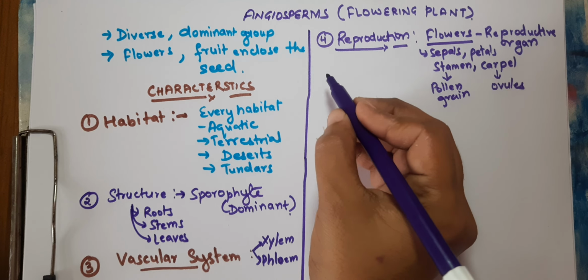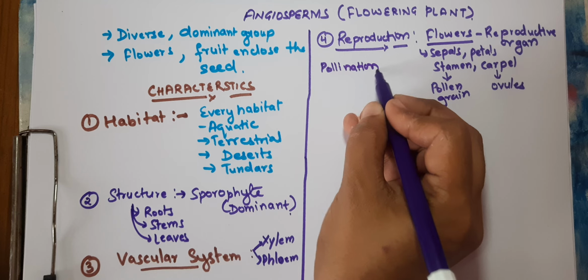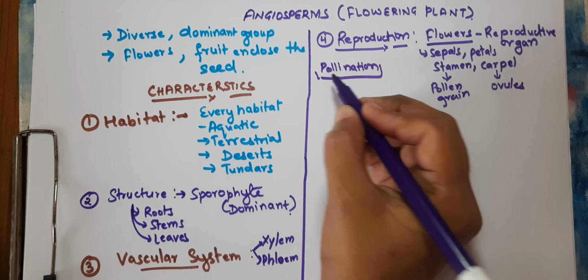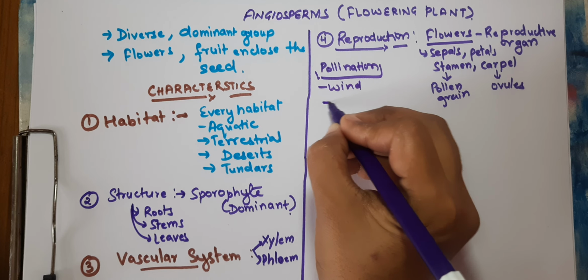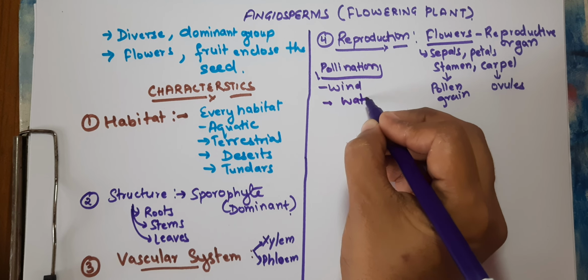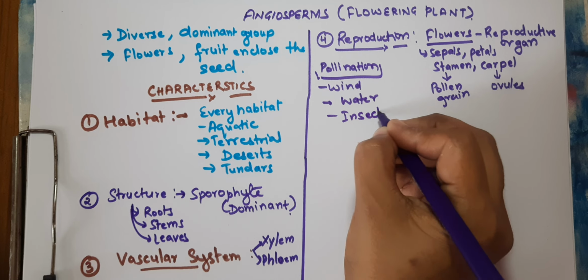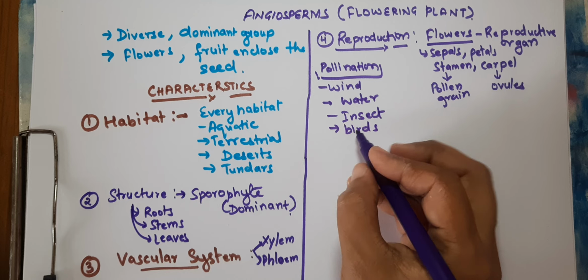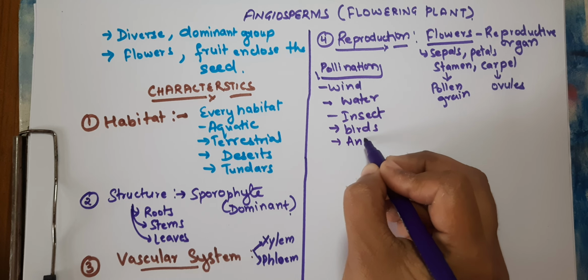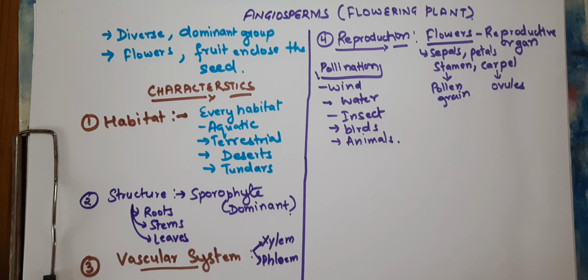Now, how is pollination occurring in the angiosperm? The mode of pollination can be via wind, water, insects, birds and animals. These are the chief modes of pollination in the angiosperms.